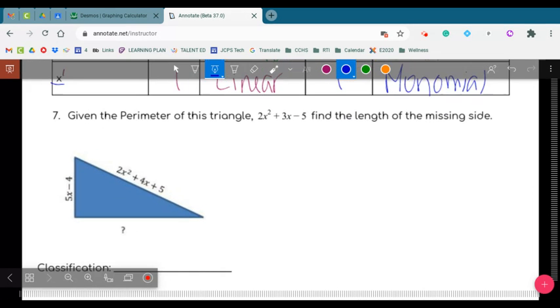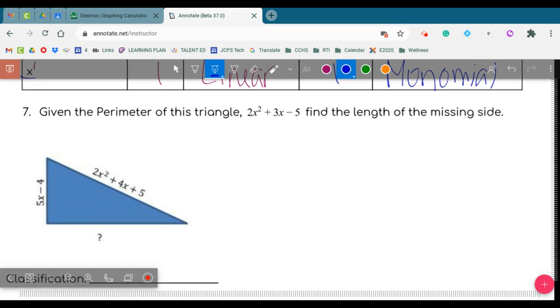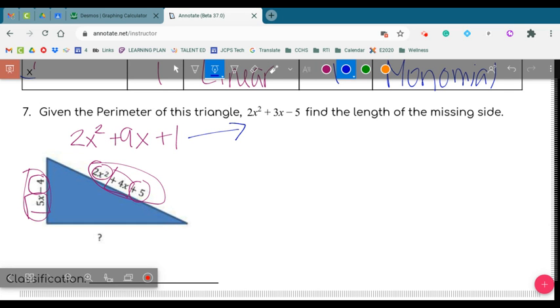Okay, the last one says, given the perimeter of this triangle, find the length of the missing side. So our first step is we have to add our 2 sides together. So we're going to combine like terms. So 2x squared, there's nothing to combine with it. We have 4x and 5x, which gives us 9x. And we have negative 4 and a positive 5, which gives me a positive 1. I then take this and subtract it from our total.